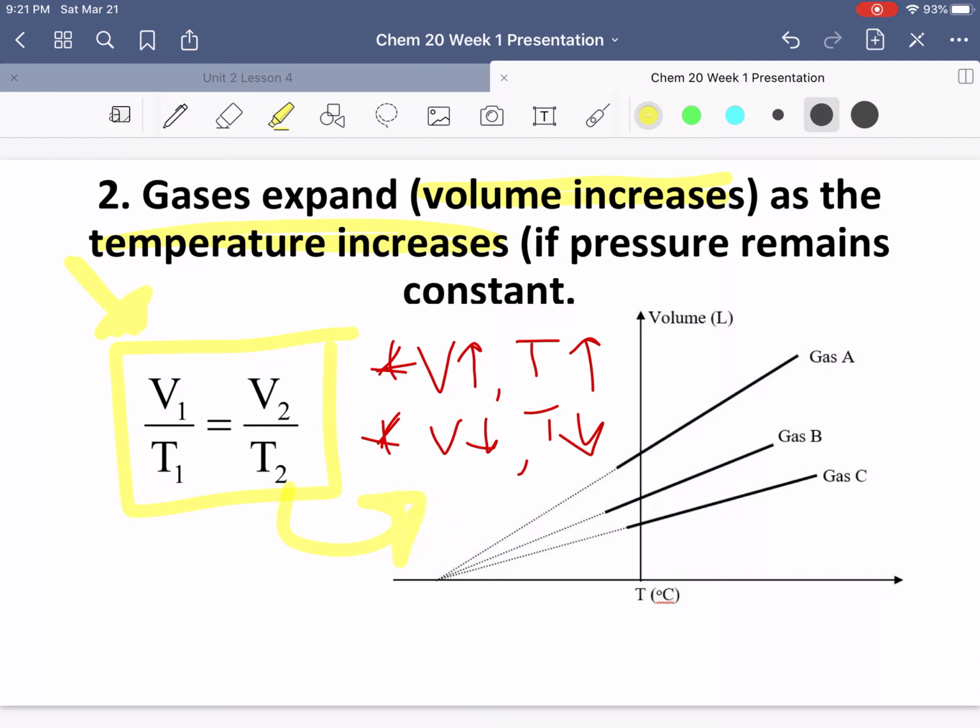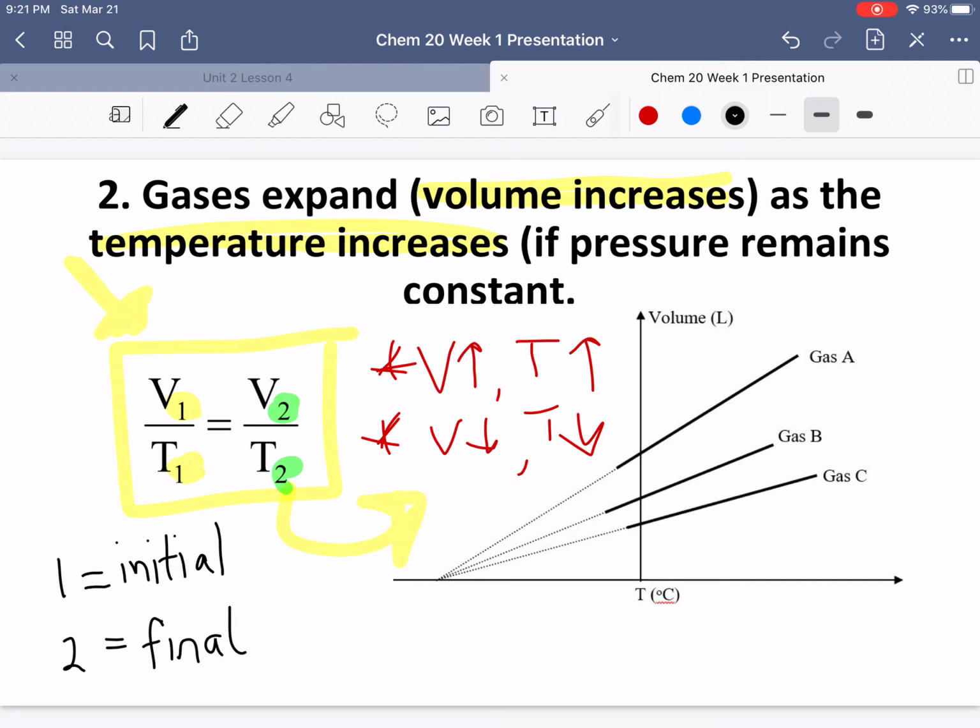Notice similar things. The ones mean initial, right? Versus the twos mean final. You need to pay close attention to those ones and twos. So 1 equals initial versus 2 equals final. This is going to mean a whole lot once we get into it a little bit later this week. Okay, so pay attention to them.